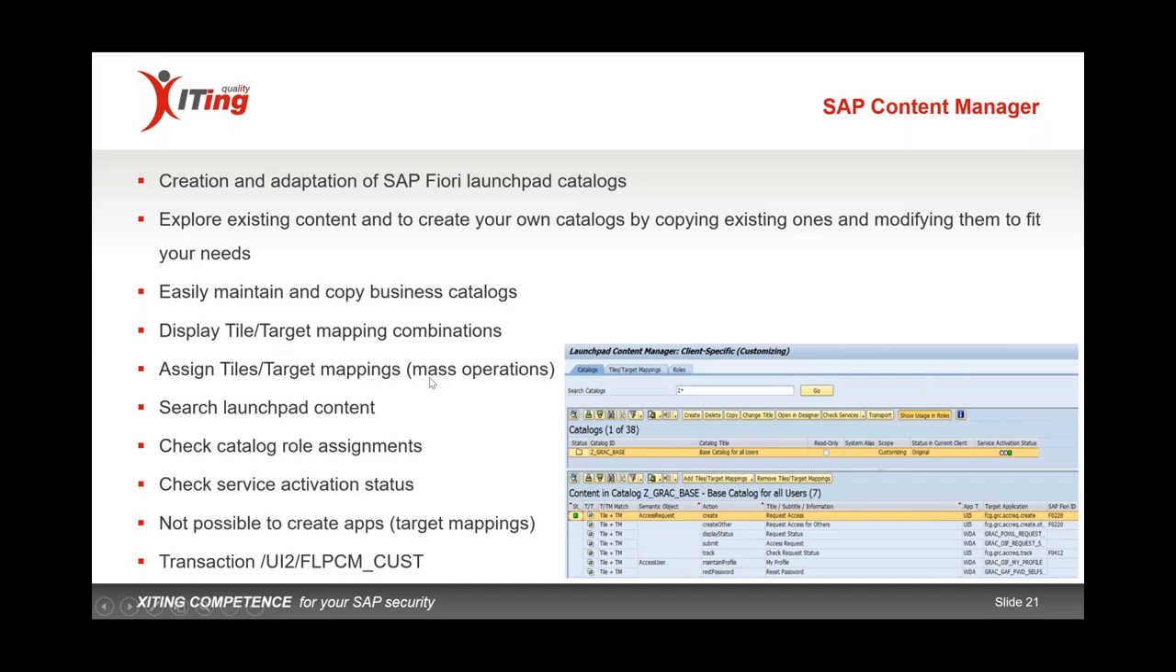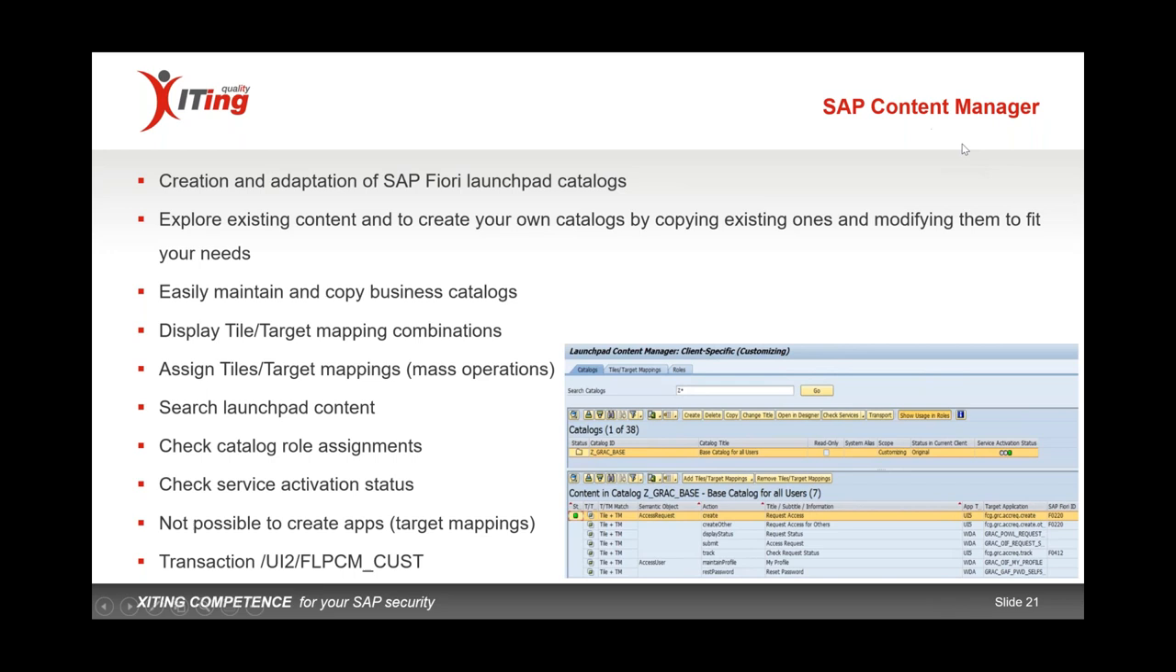I can also display the tile target mapping, so I can see what the mappings are and so on. I can mass assign mappings, and I can search different content in here. What I cannot do is create any apps. The content manager doesn't allow me to create any custom apps. Let's say I want to create a UI5 app that one of my developers built, and I want to add it to a catalog. That's not possible in the content manager.